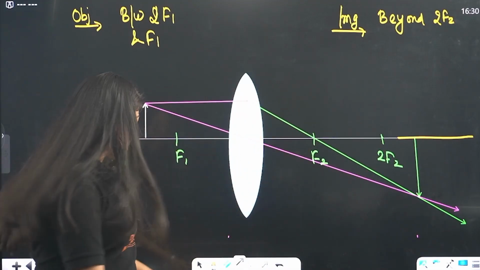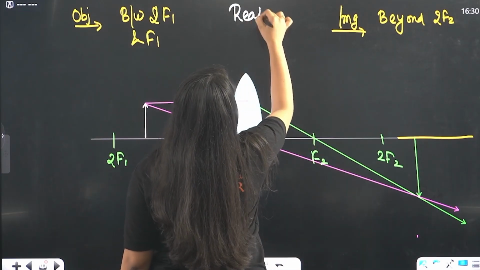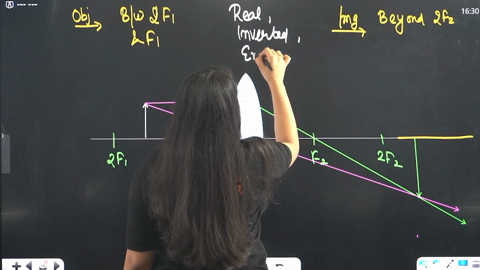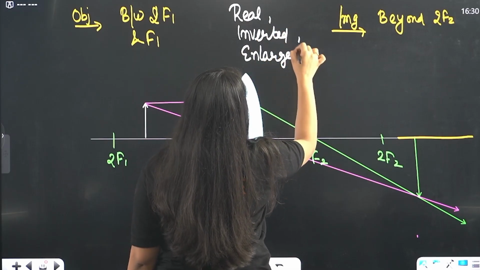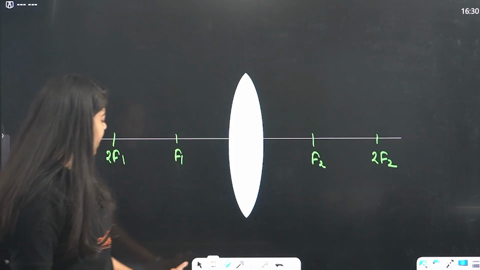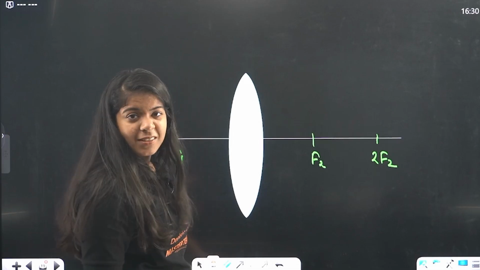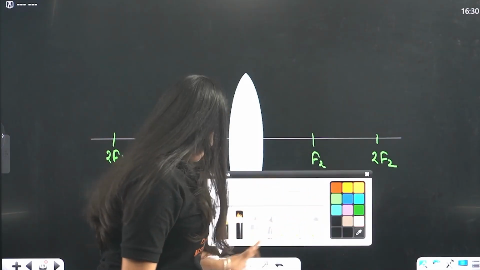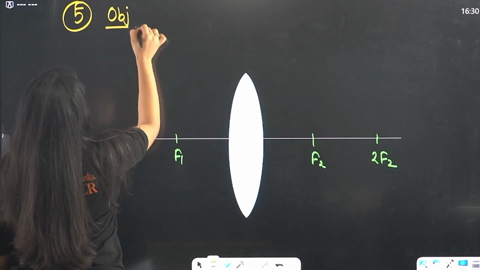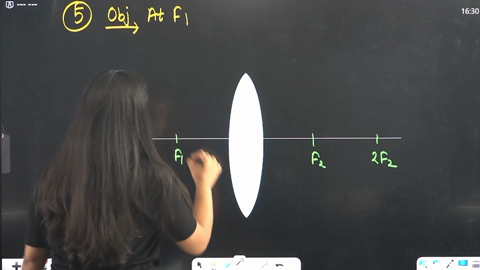Understood? And the image formed is again real and inverted, and can you clearly say how large it is? So image is enlarged. Understood? Okay, moving on beta, we have the fifth case, that is the object is at F1. Understood? So object is at F1.